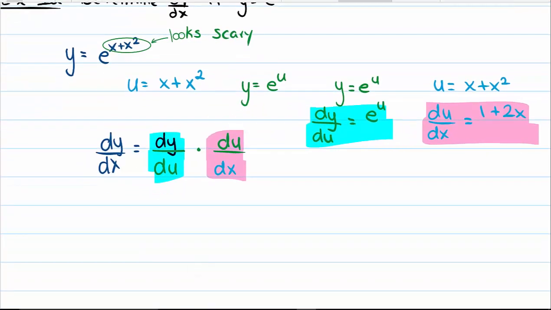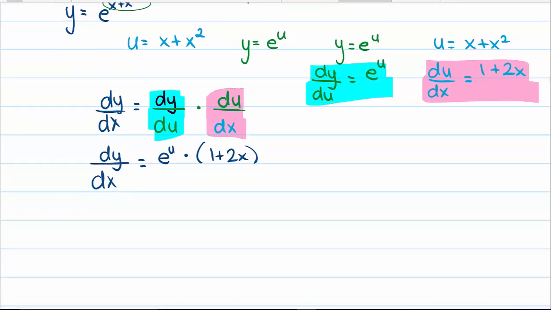So our final answer is going to be dy/dx is equal to e to the u times 1 plus 2x. And we're almost done, except we're not supposed to have any u's in our answer. So we're going to substitute the u back in for x plus x squared. So our answer becomes e to the power of x plus x squared times 1 plus 2x. Again, it's the derivative using the chain rule.